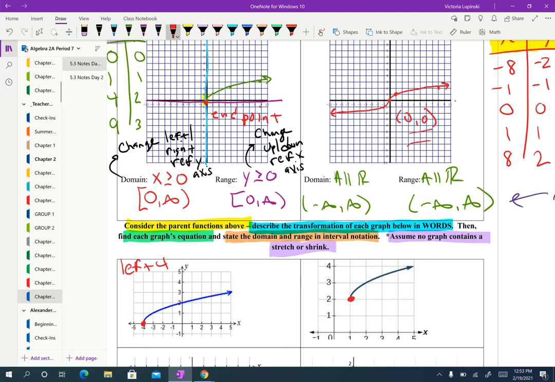Over here on the right, I think it's fair to say that this went 1 to the right and up 2.